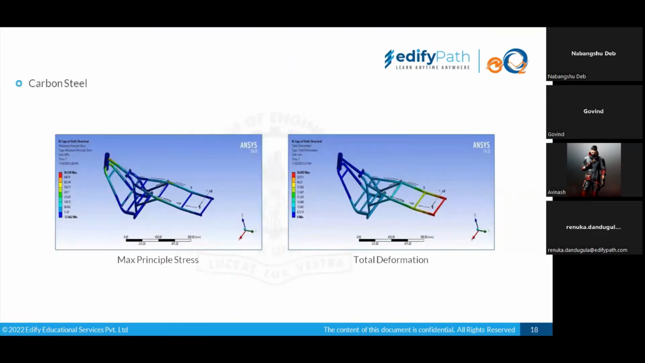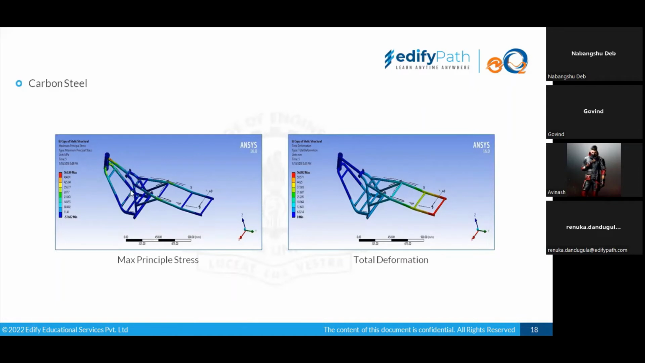The same we have done with carbon steel also. The same stress was applied, and we have found the stress points and the deformation in the different parts of the chassis. The same chassis made of different materials, same stress and same forces applied, and we have seen the results for three different materials. This also you can see.